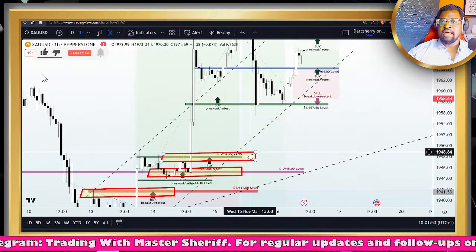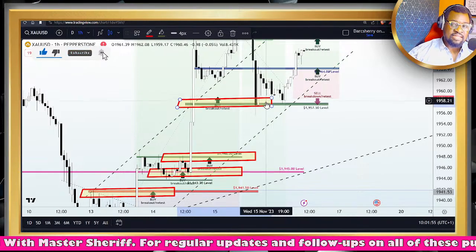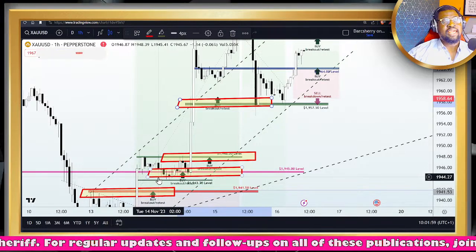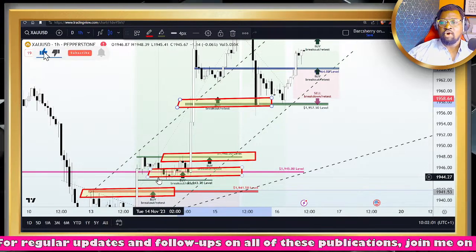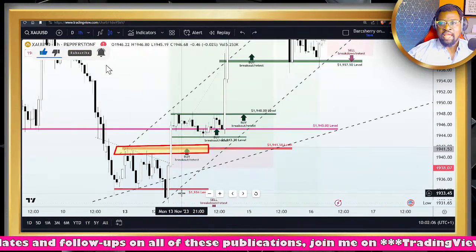And of course, we also had the 1,959 area as at Monday to capitalize on more opportunities. So we scooped in over 800 pips in profit on the XAUUSD on that single bullish momentum we saw here.